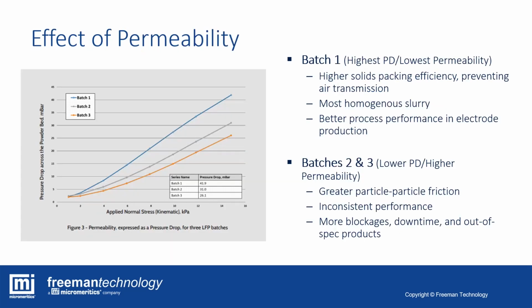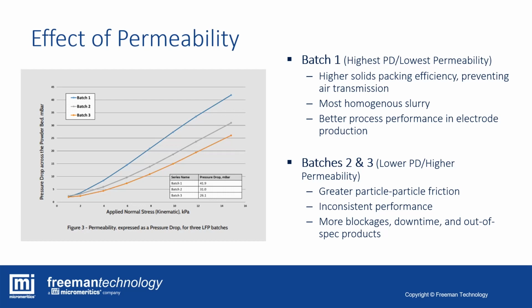With our 3 batches of lithium iron phosphate, we can see that batch 1 yielded a high pressure drop value corresponding to a low permeable powder. This is due to this sample's increased solids packing efficiency, which prevents air transmission. This corresponds to more homogeneous slurry and better processing performance for batch 1 compared to batch 2 and 3.